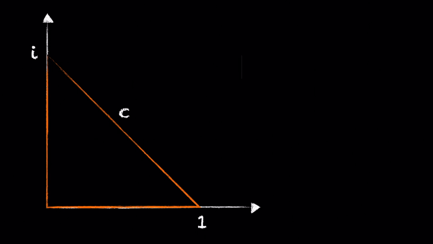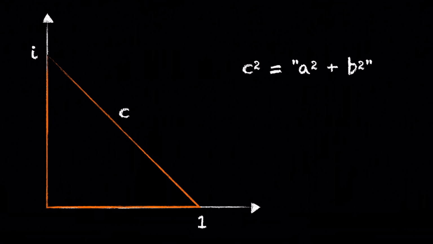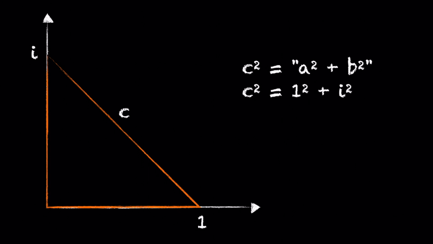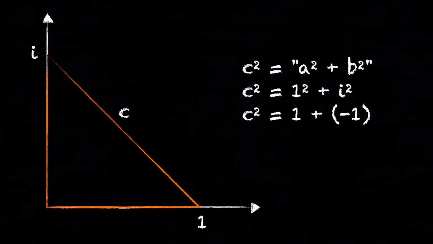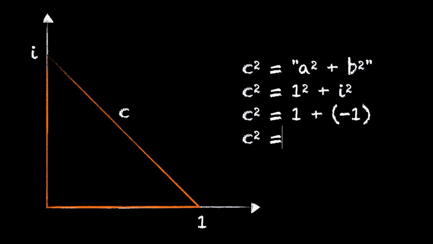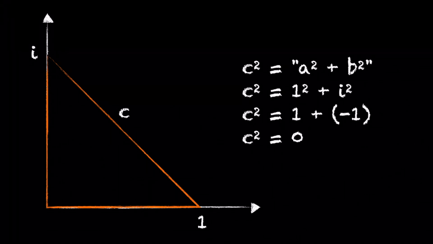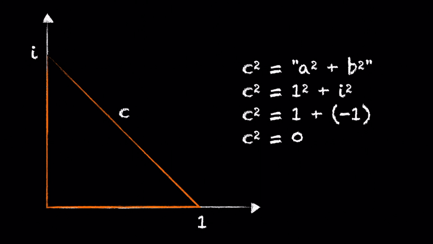According to the Pythagorean theorem, we have c squared equals a squared plus b squared, which in our case means c squared equals 1 squared plus i squared. 1 squared is 1 and i squared is minus 1, so c squared equals 1 plus minus 1. But then c squared equals 0? How can this length be 0? We can clearly see that the line has a length that is not 0. The solution to this one we will not reveal here. Discuss it in the comments.